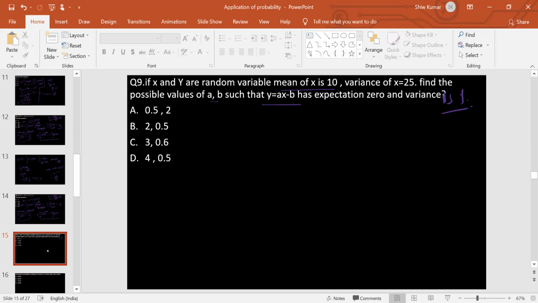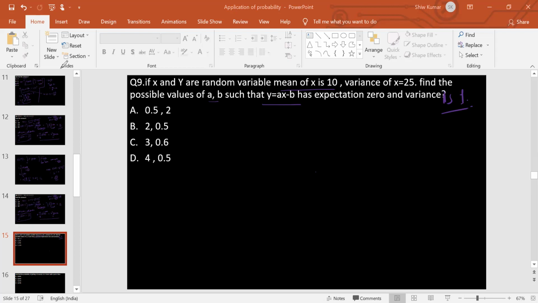See, the mean of y is given, that is 0, and the variance is given. You need to find a and b. To find the a and b values, you need to know the properties of expectation and variance for the linear equation. So first of all, we'll see the properties.